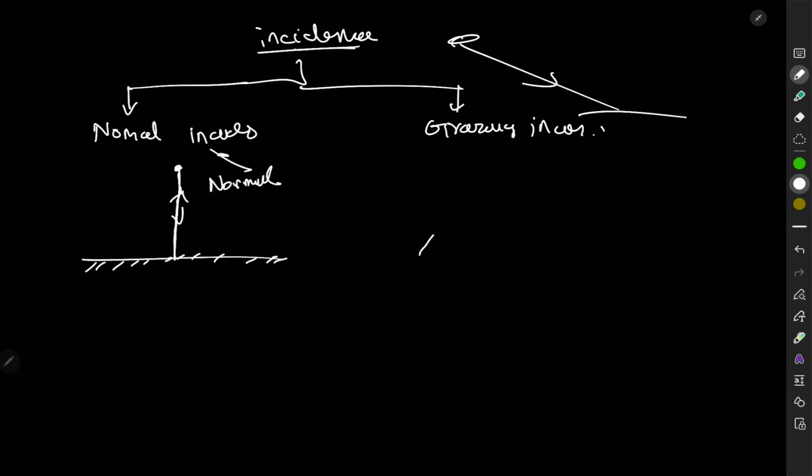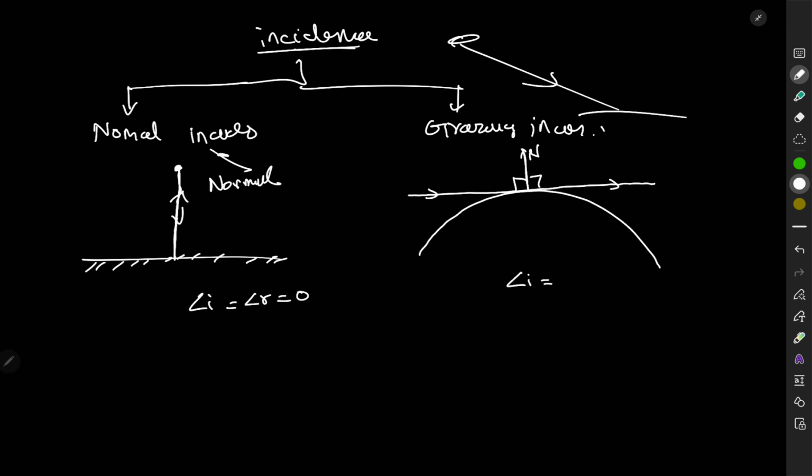So what is grazing incidence? Let's take a spherical surface here, and I'm going to graze the light here. I'm going to make the light incident in such a way that it grazes the surface. Okay, in this case, the angle of incidence is equal to the angle of reflection because it's a law, and that will be equal to 0. In this case, I should take the perpendicular, the normal is perpendicular, and the angle of incidence equals the angle of reflection equals 90 degrees.